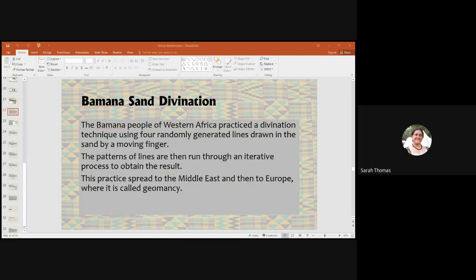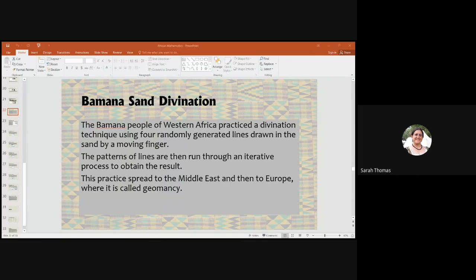So the Bamana people of Western Africa practice divination, which for those who are not familiar with what that means, is like fortune telling. Think of tarot cards or things like that. The way that they do it is they use randomly generated lines drawn in the sand by a moving finger. So you just kind of dot, dot, dot, dot, not even thinking about anything but your question. So then they run the patterns of lines through an iterative process and they obtain the result.